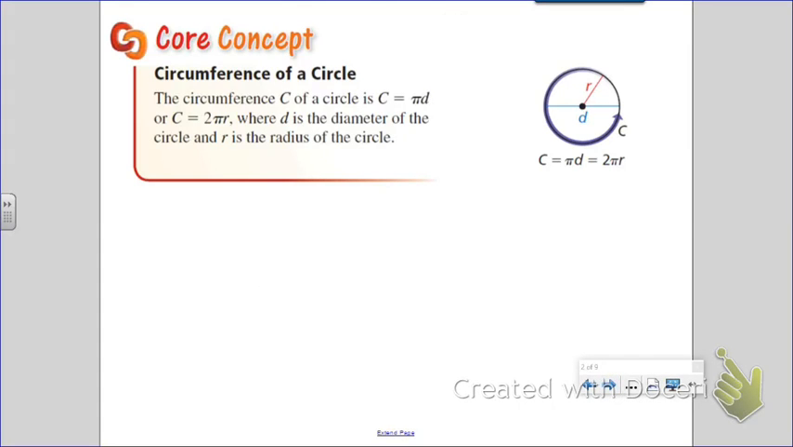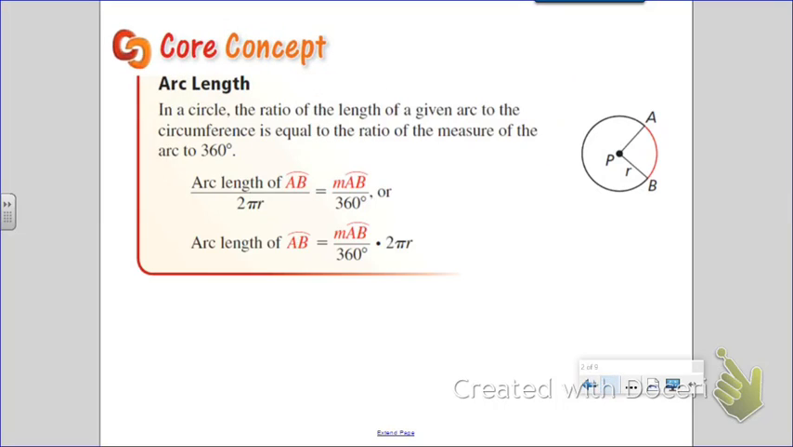The circumference of a circle is pi times diameter, or 2 times pi times radius. To find the arc length, we take the length of an arc over 2 pi r, set that equal to the measure of the arc in degrees, which is also the central angle, over 360 degrees.